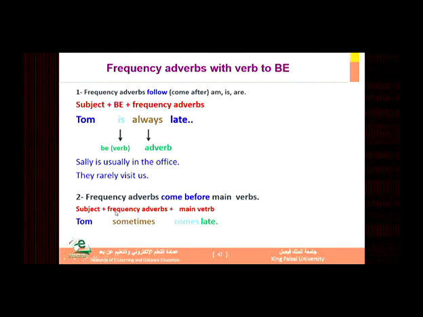Now this is again to remind us, frequency adverbs come before the main verbs. Subject, frequency adverb, then the main verb. Tom sometimes comes late. If you look at this sentence, here we said Tom followed by the verb, while here Tom followed by the adverb, which means the verb here is followed by the adverb, while the verb here is preceded, basically where the adverb comes before the verb rather than after the verb.